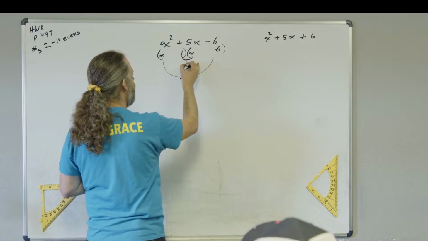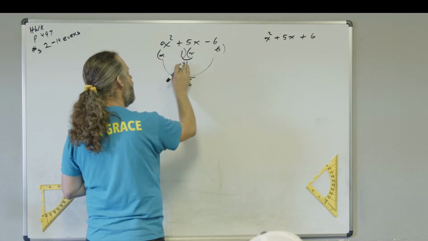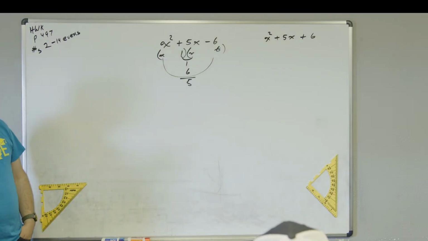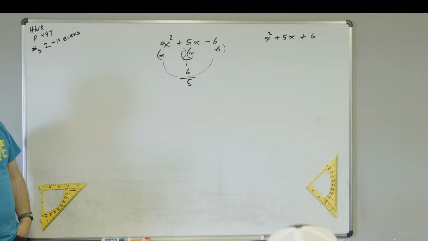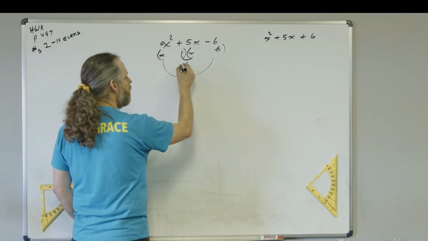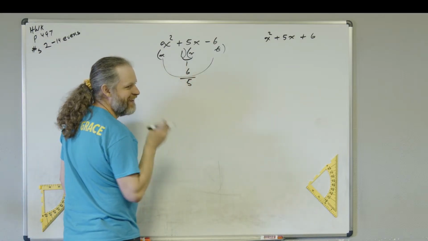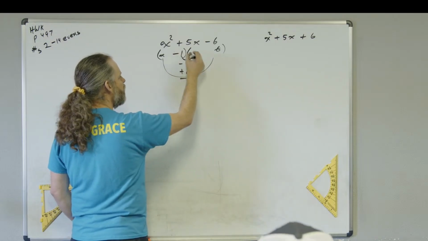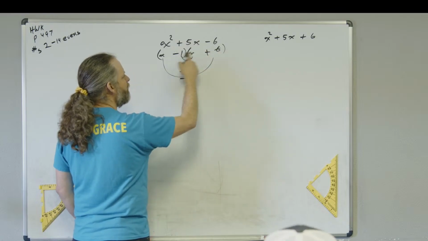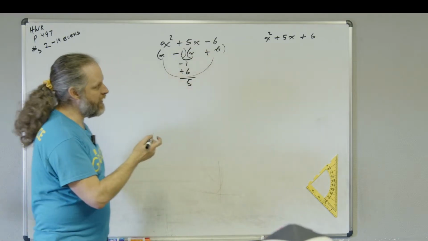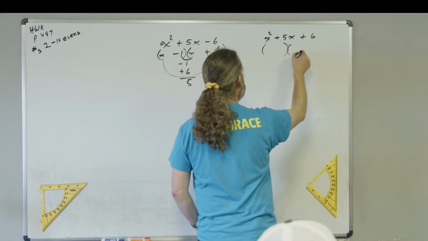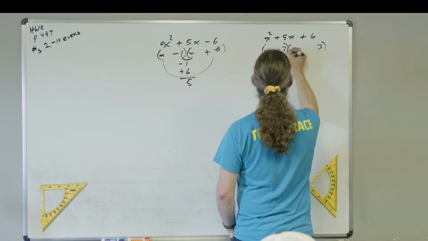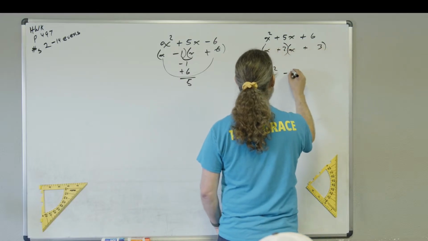1 times 1 is 1. 1 times 6 is 6. Can we add or subtract those numbers and get 5? What do the signs need to be? Negative 1, plus 6. Follow the nose, follow the mouth. Now the signs work at the end. What would be the answer to this one? 2 and 3, plus and plus. What would be the answer to this one?